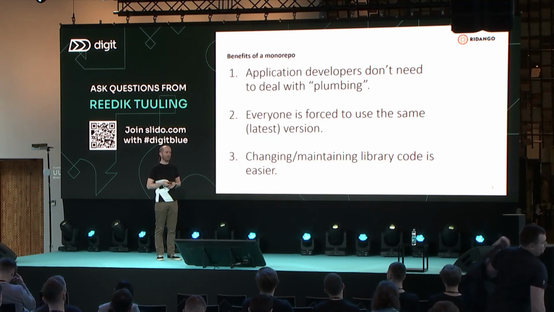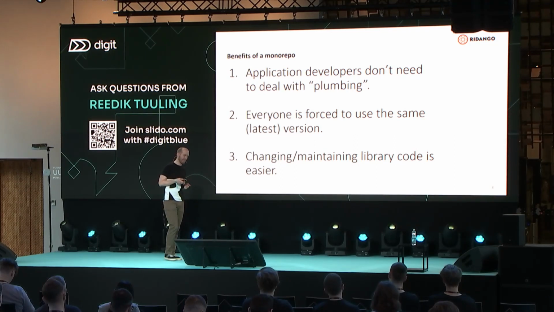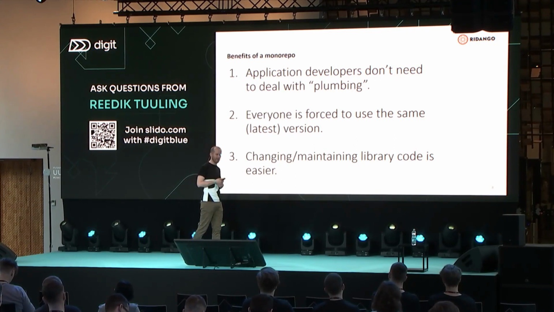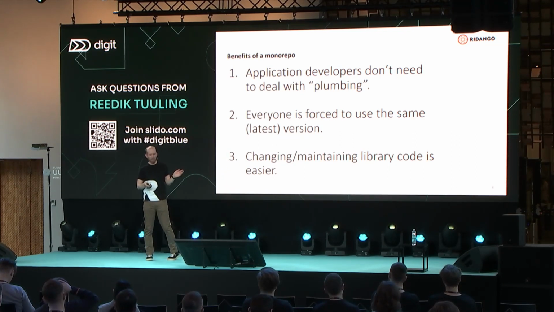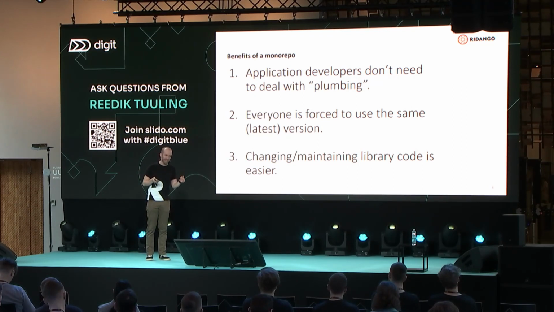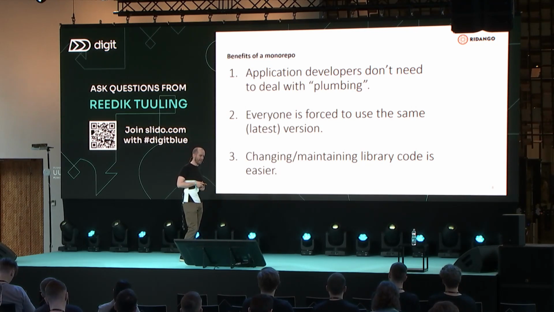With a monorepo, everyone has to use the latest version, or whatever version they decide is the best one to use. So you basically ignore all these problems of having different projects with different versions of different things and so on and so on. It makes some things harder, but it makes a lot of things easier.